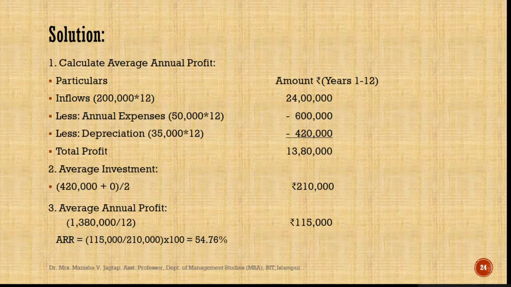is 54.76%. Now here it is a good percentage. So the company, the organization, can accept the proposal. The company can invest in this particular machinery as it is giving a good rate of return, that is 54.76%. So in this way, we can calculate for a particular machinery.